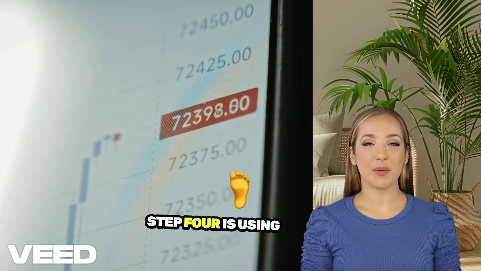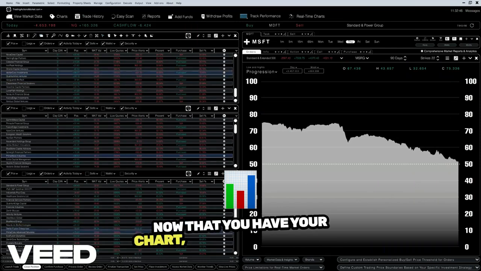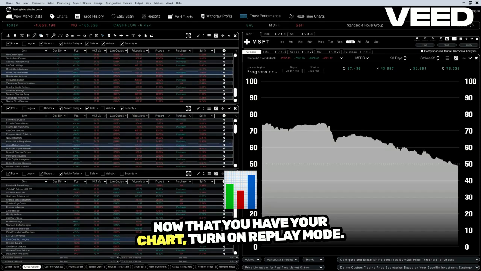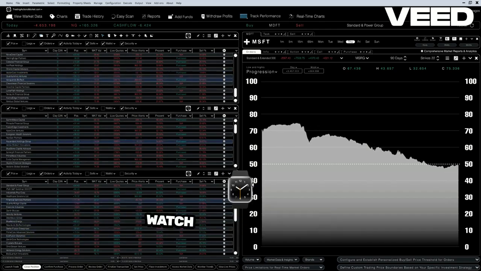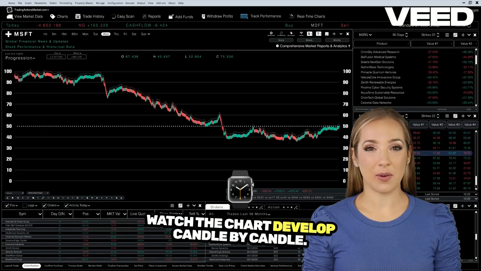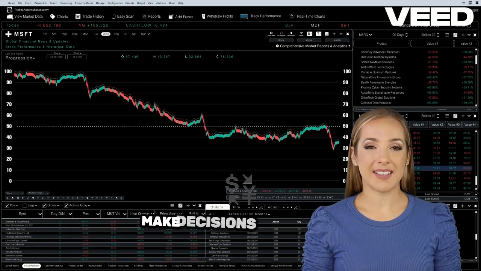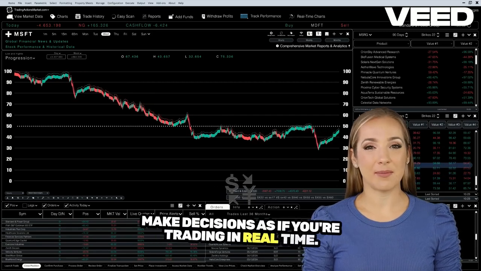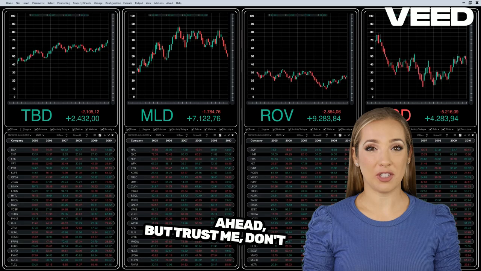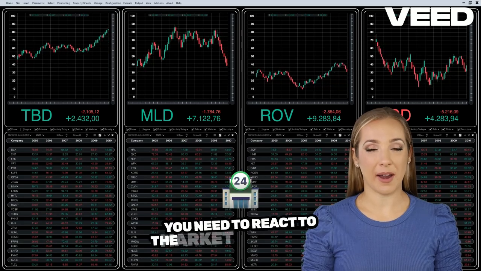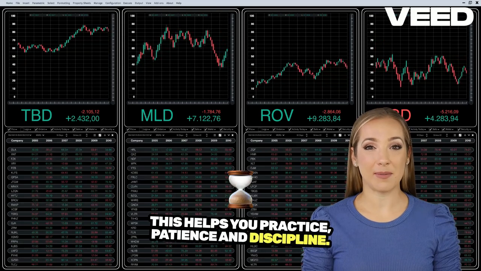Step 4 is using replay mode or manual scrolling. Now that you have your chart, turn on replay mode. On TradingView, you can use the bar replay tool to watch the chart develop candle by candle. This helps you simulate live trading, so you can make decisions as if you're trading in real time. You might be tempted to skip ahead, but trust me, don't cheat. You need to react to the market like it's live. This helps you practice patience and discipline.